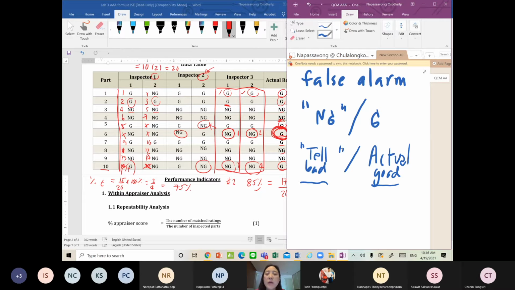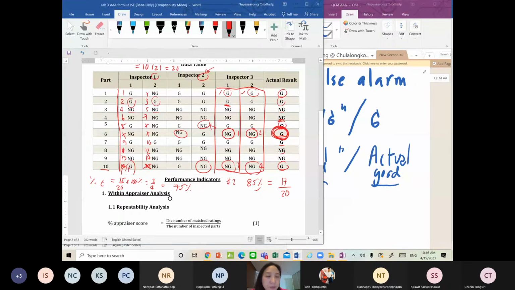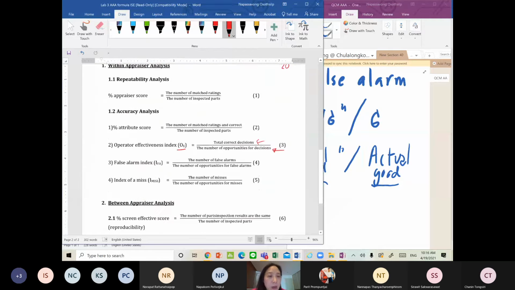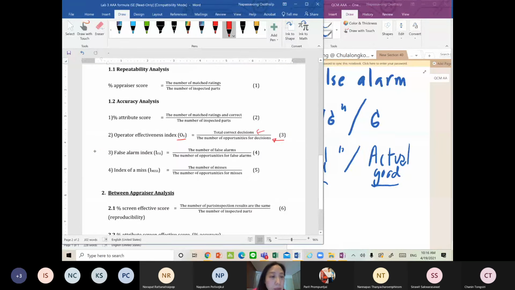So that's why they have to quantify the percentage of false alarm, so that they will know whether they should train inspectors more about this. And now let's take a look at how we calculate the percentage of false alarm. That is this indicator.